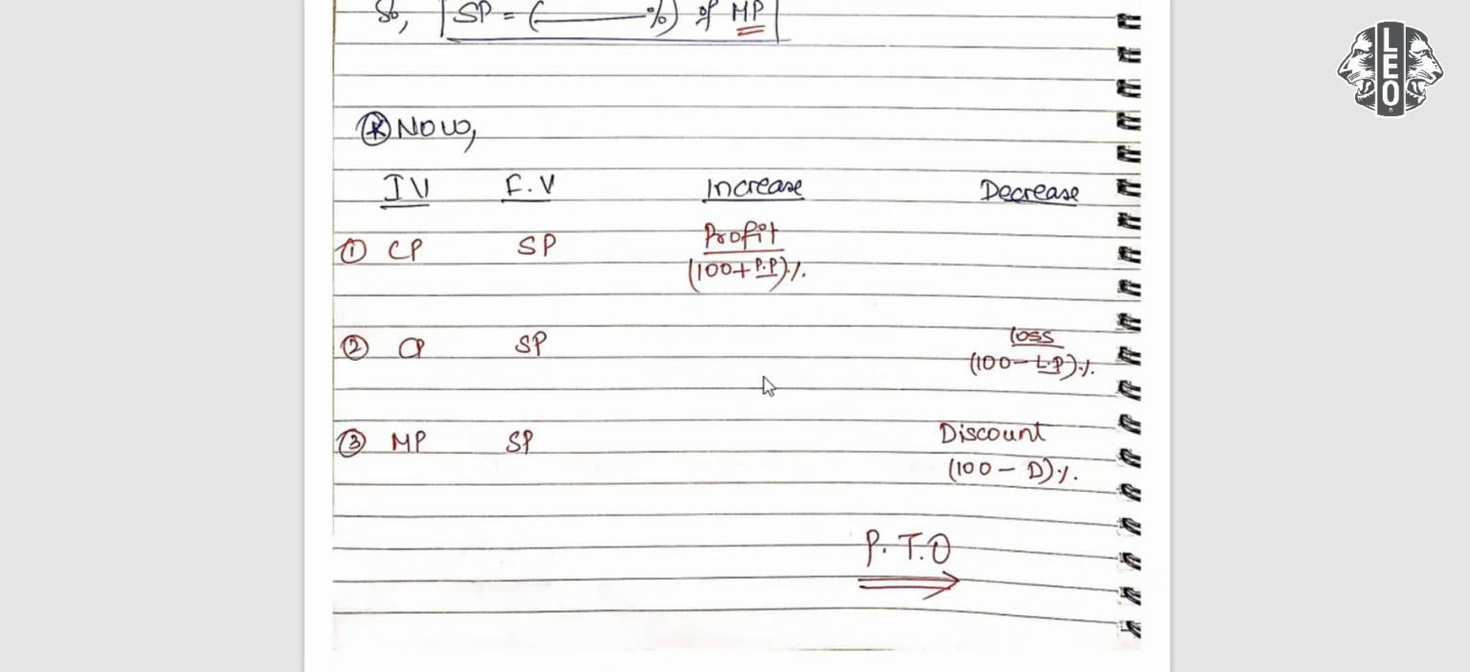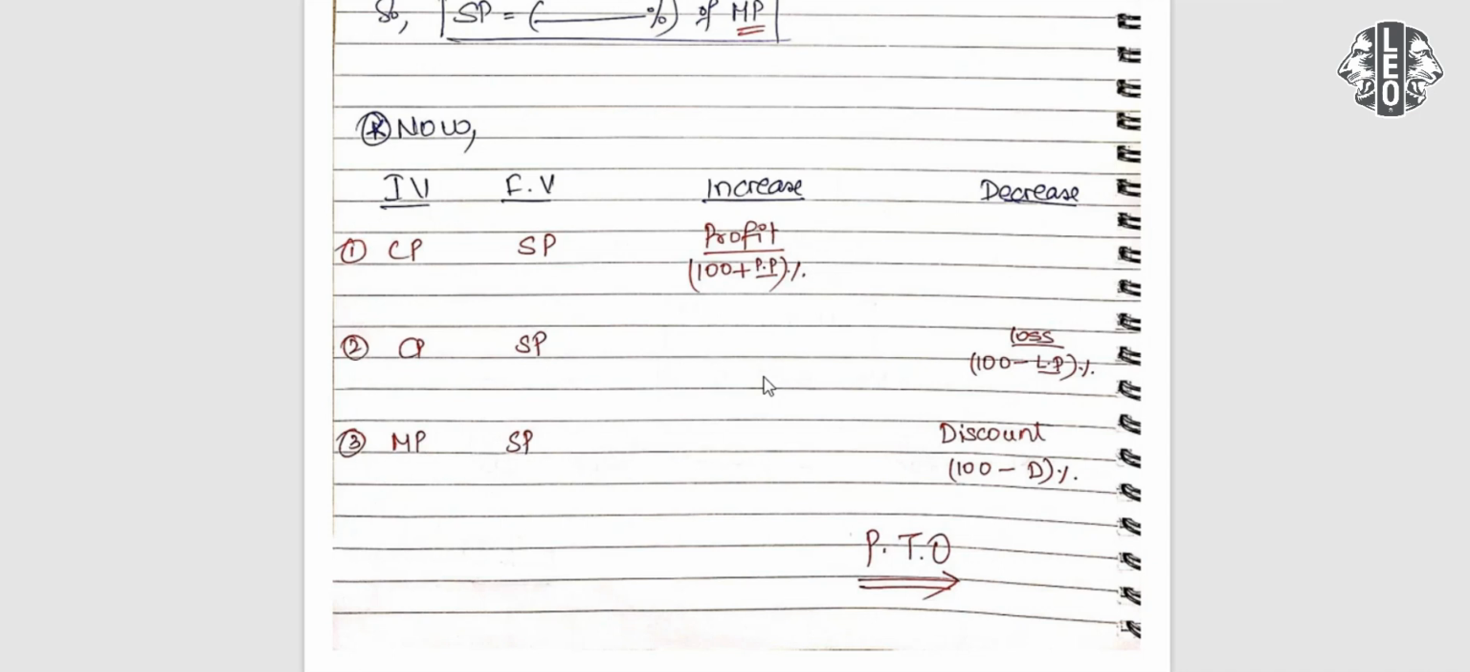As mentioned before, for profit, the initial value is cost price and the final value is selling price. So the final value, selling price, is equal to some percentage, dash percentage, of cost price. Now how do you write that dash? In the case of a profit, you write 100 plus profit percentage. There is going to be an increase. Percentage means per 100. So 100 plus profit percentage, that percentage of the cost price, is going to give you the selling price.